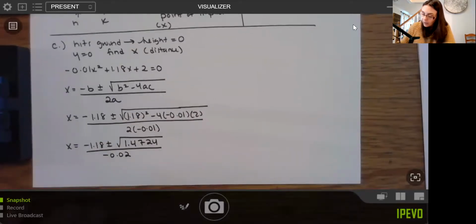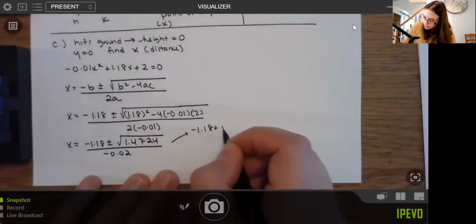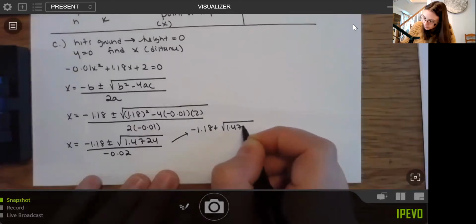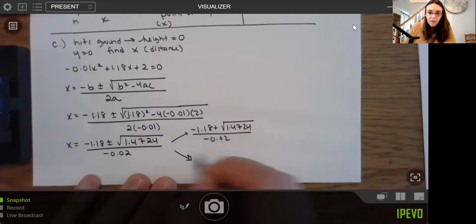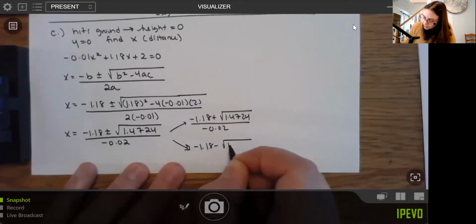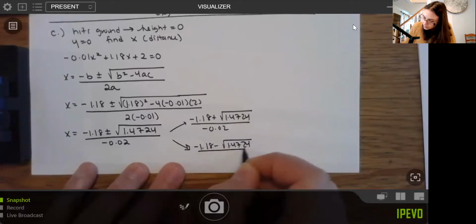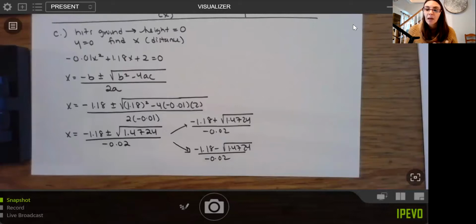Now you end up with two answers here, right? So you have negative 1.18 plus this root, and then you also have the other version, negative 1.18 minus that root. Now, because I have so many decimals here, I'm not even going to try to simplify those roots. You just want to use your calculator here and go ahead and round.